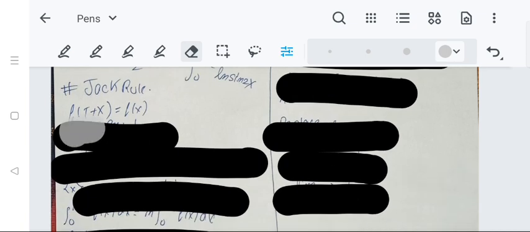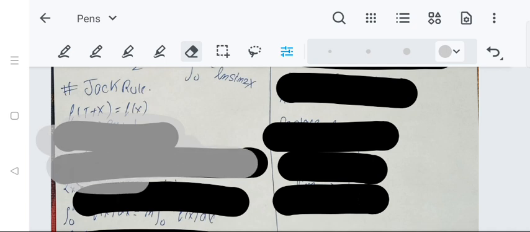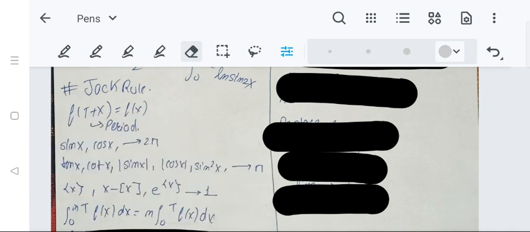Now Jack's rule is based on the period of the function, that f(t plus x), where t is the period, is equal to f(x). The period of sin x, cos x is 2 pi. The period of tan x, cot x, mod of sin x, mod of cos x, sin square x is pi. The period of the fractional part of x, x minus floor x, and e raised to the power fractional part of x is 1.